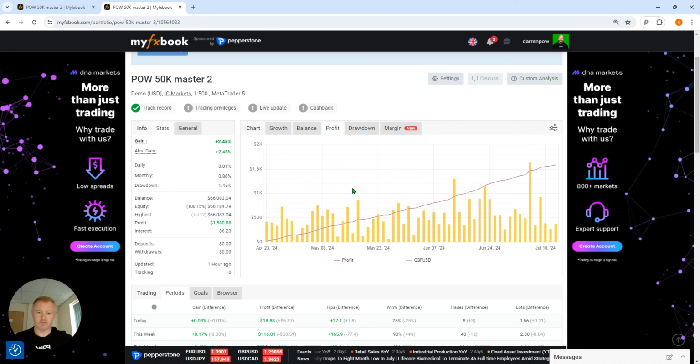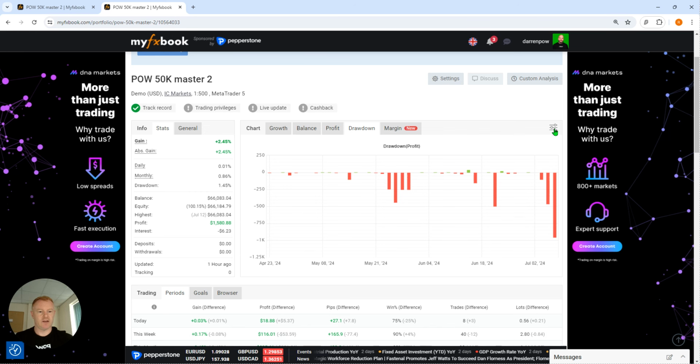We have seen drawdown, but this is where we say take confidence from the data. If you go to drawdown stats, usually on my FX book, they show in percentage. If you click this little setting here, you can see it in profit. And all that does is show you where the peak drawdowns have been on the strategy, of which ours came on July 2nd at $900.